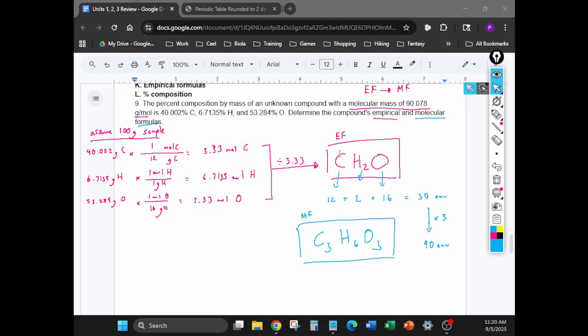Okay, now for these problems, just a heads up, you will always get a whole number, so you won't get decimals for it. So if you end up with decimals, you did something wrong, so you can go back and correct it. Okay.